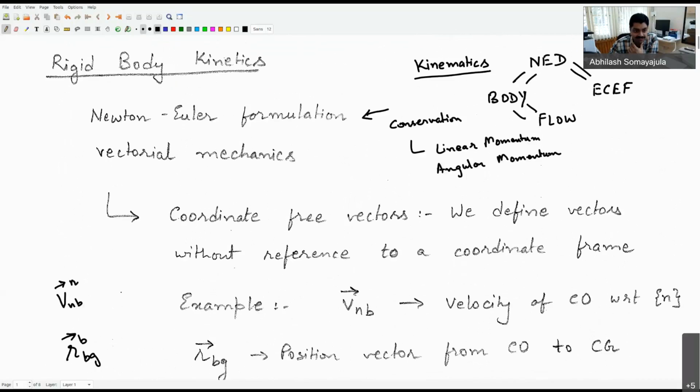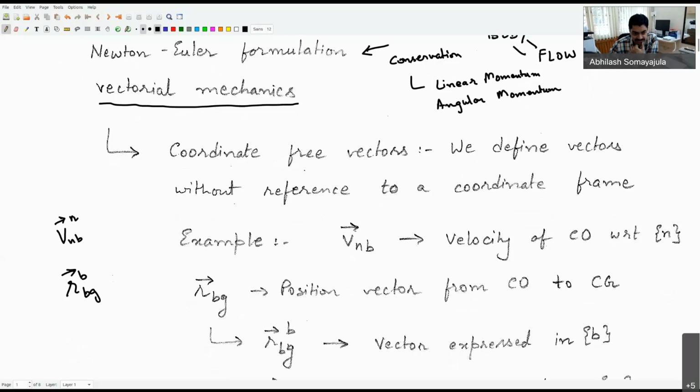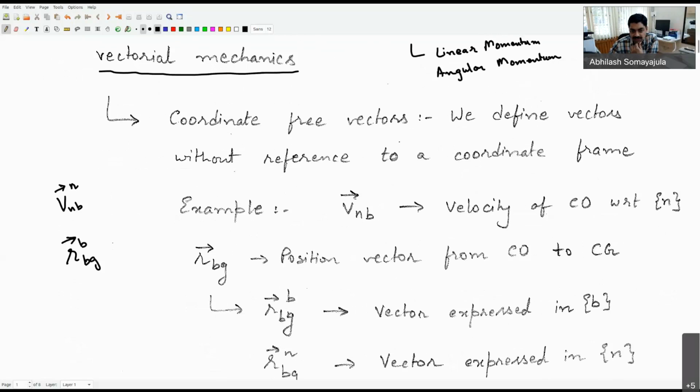So rather than derive the equations of motion in a fully laid out manner, we can use what is called vectorial mechanics. We can describe how our mechanics is described in terms of vectors, and we can derive our equations of motion in the vectorial sense. In order to achieve that, we introduce this nomenclature of coordinate-free vectors.